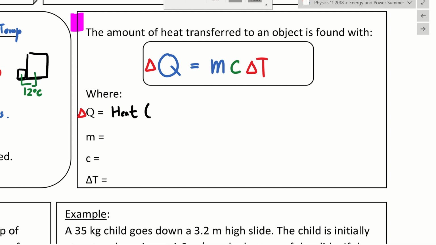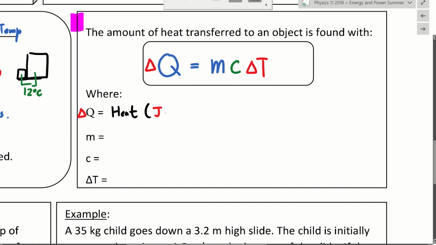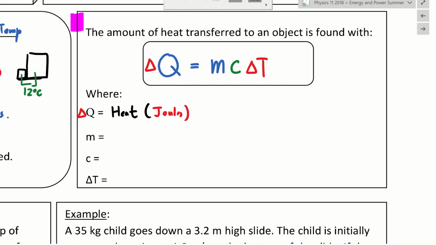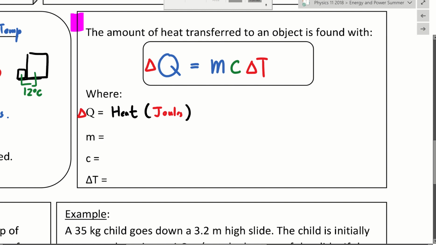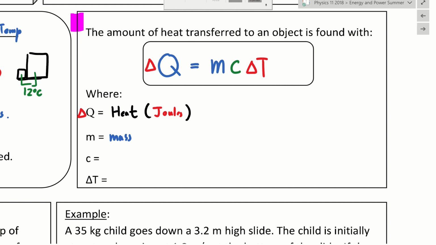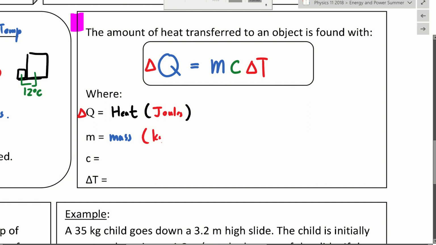And energy is measured in joules, right? All the time. It doesn't matter if it's heat energy, kinetic energy, or potential energy, it's always measured in joules. Now, how about m? M, of course, is mass. Mass is always measured in kilograms.